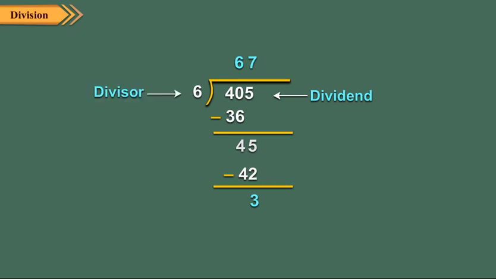Divisor is the number by which we are dividing. Quotient is the answer obtained after division. Remainder is the number which is left over. Let us now discuss some properties of division.